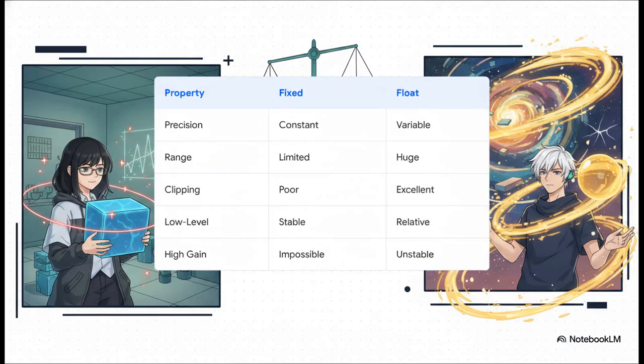When we strip away all the marketing hype, the deep DSP reality shows that 32-bit float isn't just inherently better in absolutely every way, it's simply a trade-off. You're trading the rock-solid constant precision and extreme gain stability of fixed point for a massive range and incredible clipping resistance. Fixed point gives you stable low-level accuracy, while floating point gives you relative accuracy that eventually gets unstable under extreme stress. It's incredibly flexible and mathematically scalable, but it's never infinite.